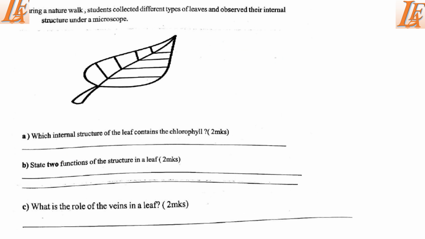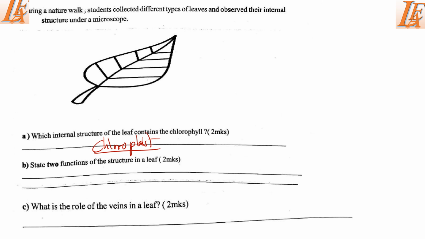Question 20. During a nature walk, students collected different types of leaves and observed their internal structure under a microscope. Question A. Which internal structure of the leaf contains chlorophyll? The internal structure of the leaf that contains chlorophyll is called a chloroplast. A chloroplast is the internal part of the leaf which contains chlorophyll, which is used to trap light which can be used in photosynthesis.